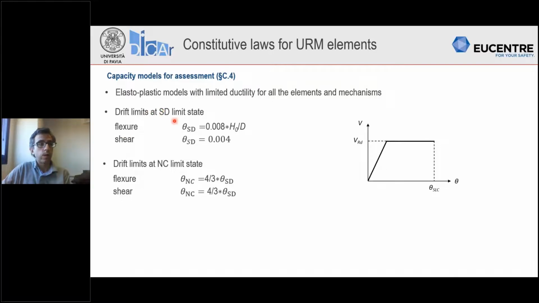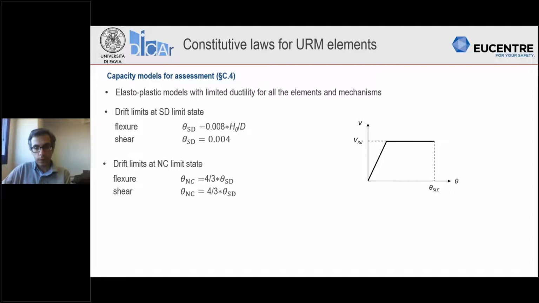For example, and also depending on the limit state, because for the significant damage limit state and for the flexural mechanism, the drift limit is given by this expression, so 0.8% times the ratio between H0 and D. For the shear, a fixed value of 0.4% is prescribed. In case of near collapse limit state, these limits have to be incremented by a factor of 4/3.